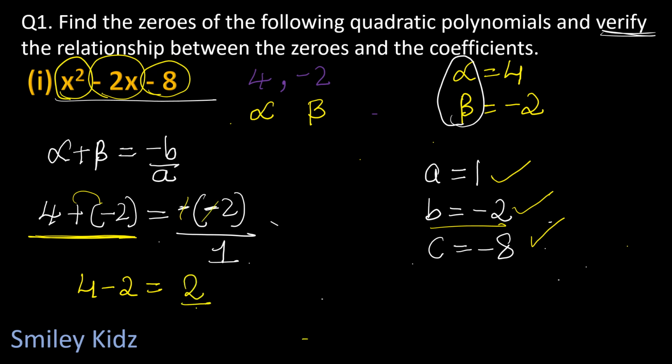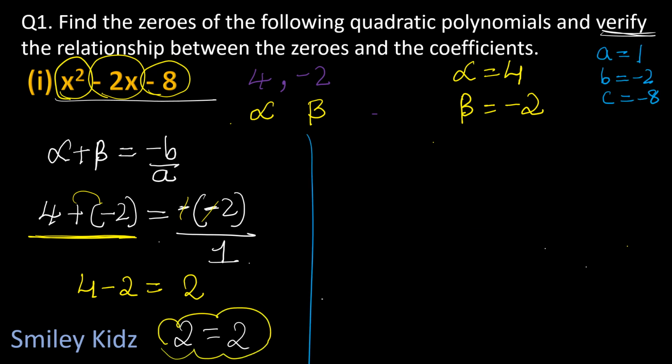2 upon 1, which is nothing but your 2. Now, 4 minus 2 is 2, right? 2 is equal to 2. Hence, we verify the relationship between the sum of the zeros and the coefficients.